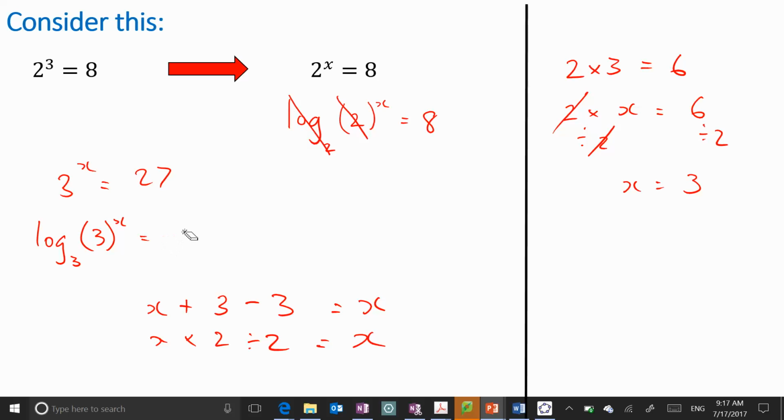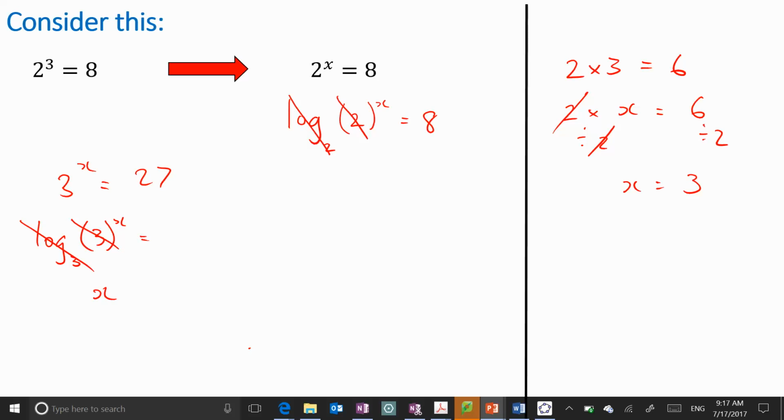So what we can say here is, if you can cancel out the plus 3 and minus 3, or times 2 and divide 2, you can cancel out log base 3 and the base 3. If you do that, you can now say this is equal to x, because these two are inverses of one another. The answer is still x. You can type this in your calculator if you want to.